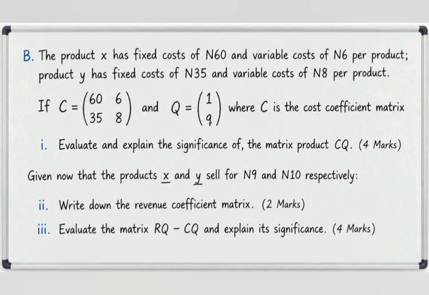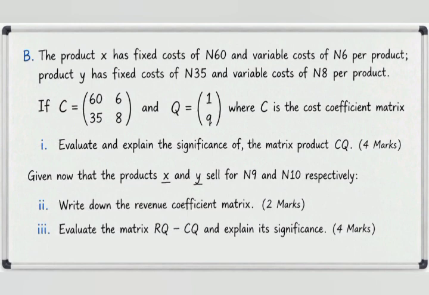The first requirement is that we should evaluate and explain the significance of the matrix C multiplied by Q. That is, after multiplying these two matrices, we are to explain the significance of the matrix.